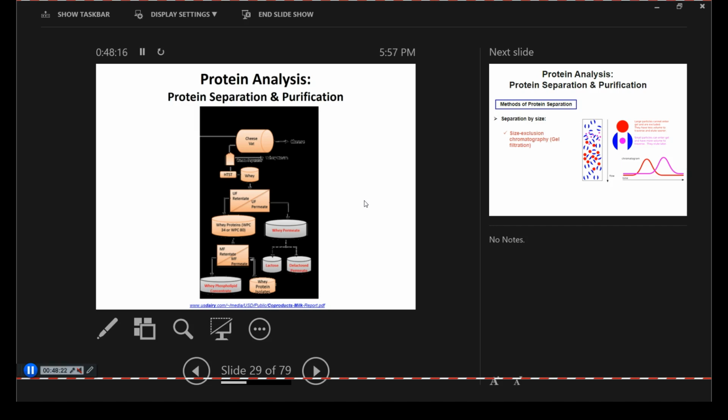So whey phospholipid concentrate is what Chelsea, for example, works with in the lab, which is called ProCream. It has protein still in it, and it has a high amount of phospholipids.